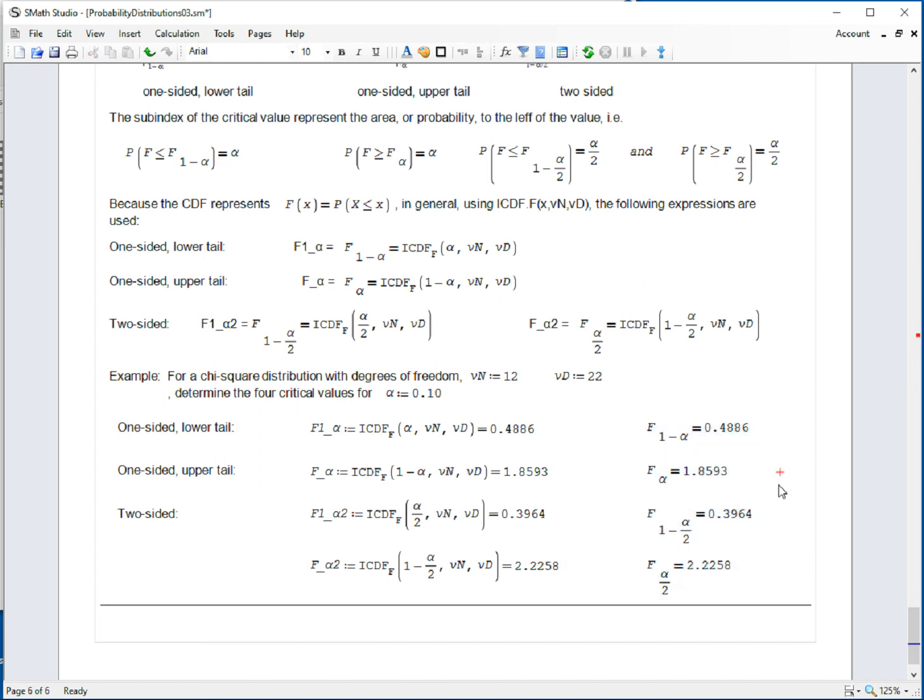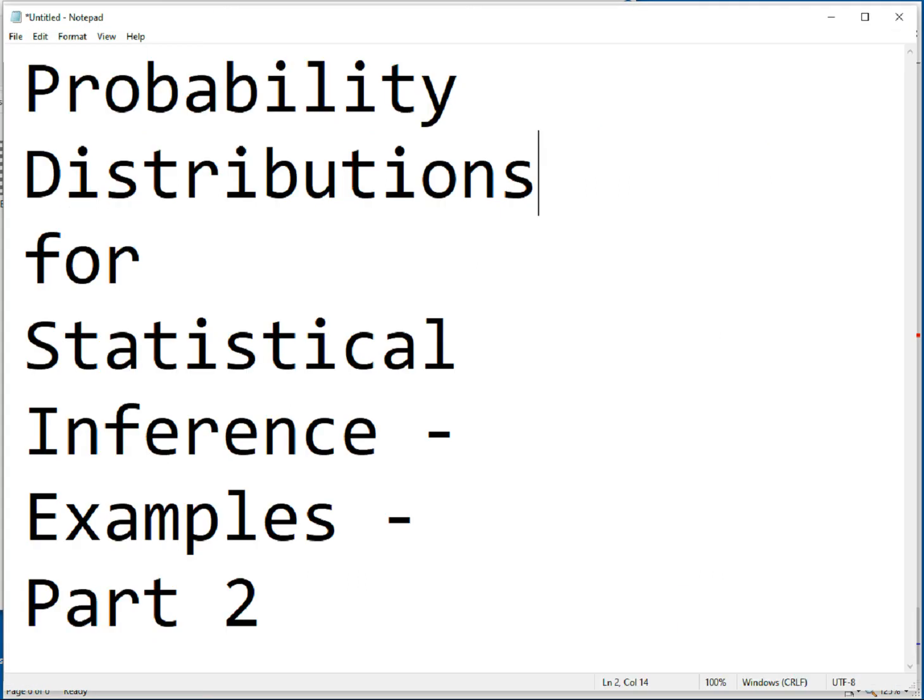With these two examples, then, we conclude this particular video about examples of finding critical values for the probability distributions for statistical inference.